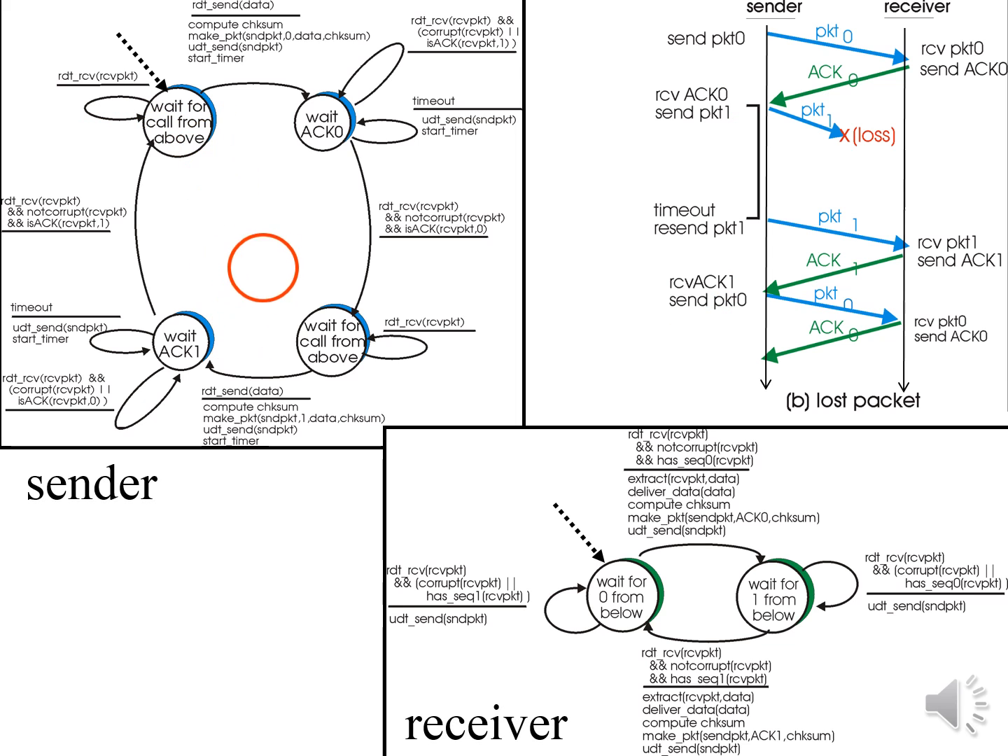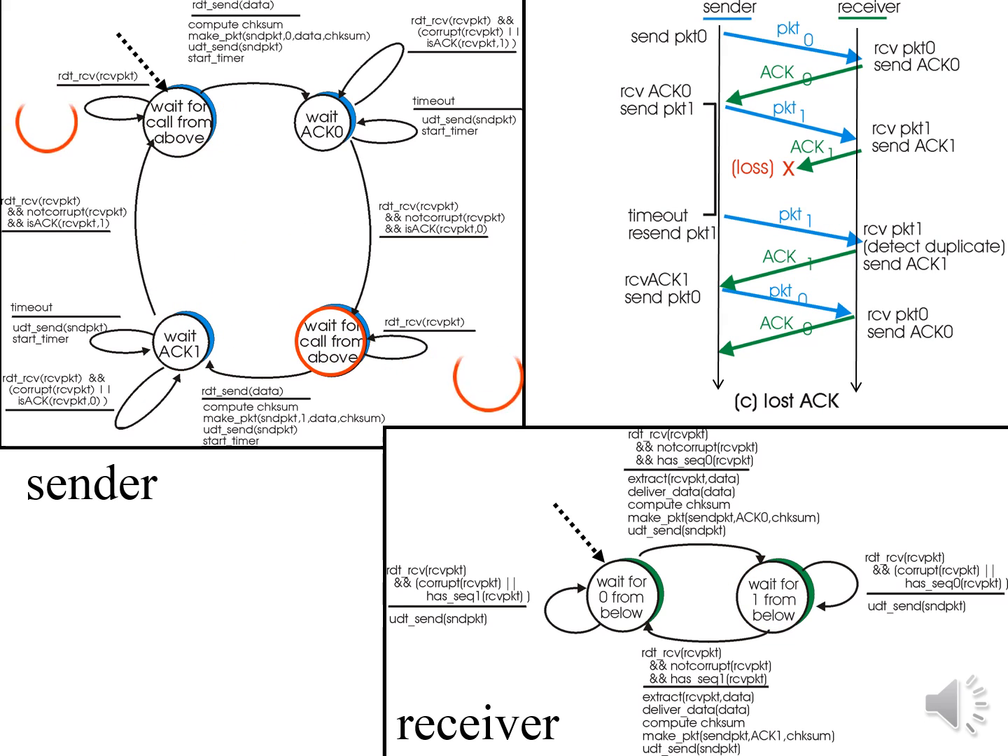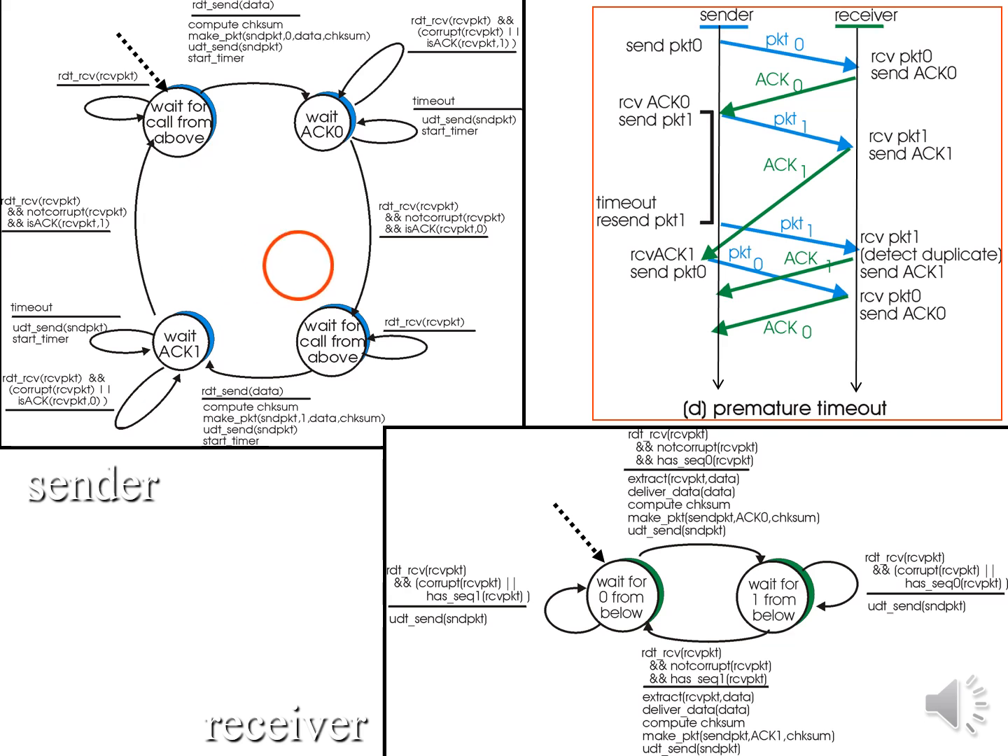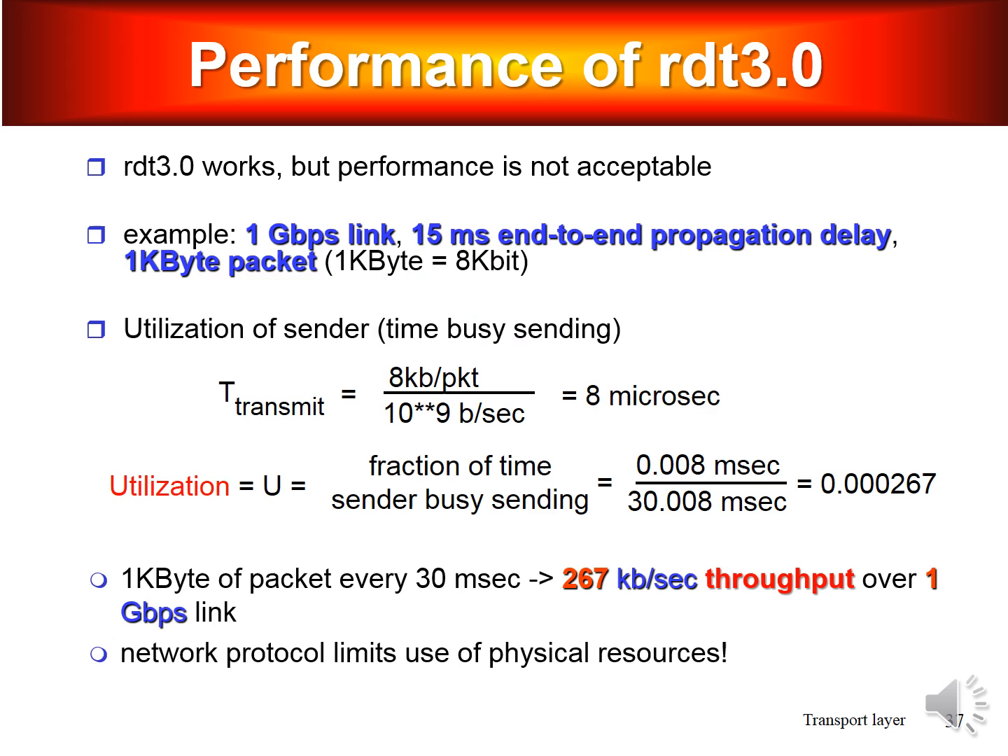Sender and receiver, operation with loss. Now the performance of RDT 3.0: a 1 Gbps link, 15 ms end-to-end delay, 1 KB packet. The utilization of the sender, with time spent sending, T transmit, will be 8K bits of packet divided by 10 to the power 9, which is 8 microseconds. Utilization is the fraction of time the sender is busy sending. So 1 KB of packet every 30 milliseconds gives 267 kbps throughput over a 1 Gbps link.